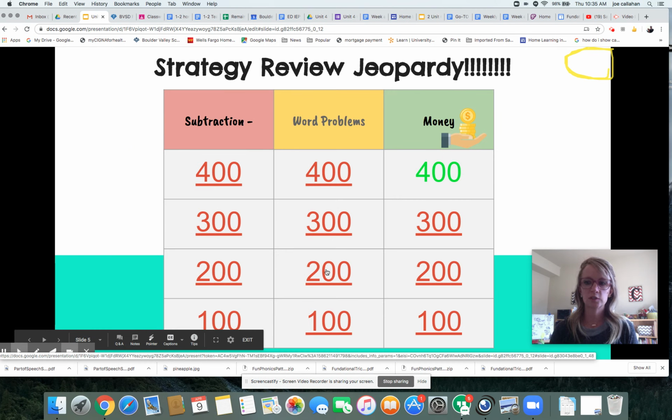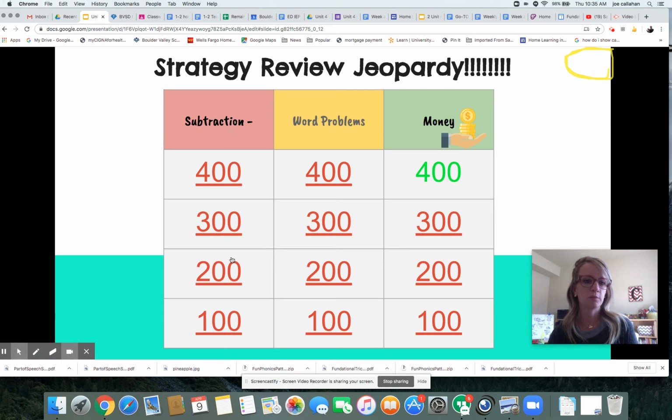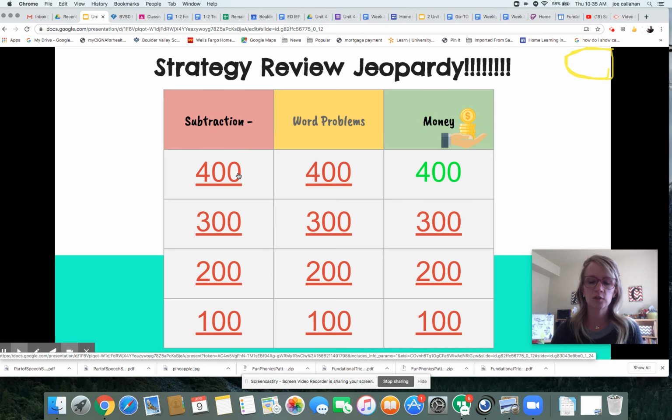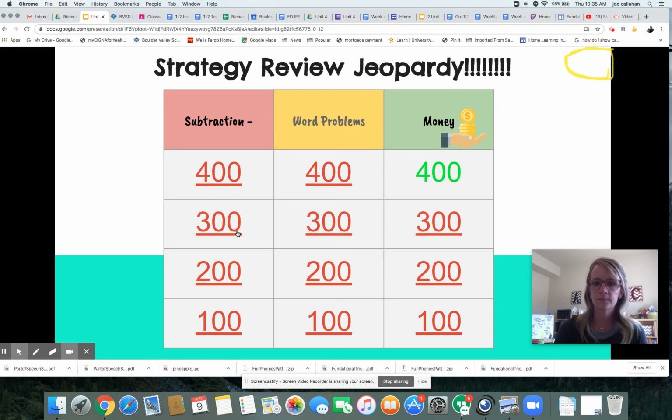So here's what you're going to do. You get to pick, do you want a subtraction problem for 100 points? Do you want a subtraction problem for 200 points? Subtraction for 300 points? Subtraction for 400? Now you can pick anything on the board to start with. You could pick subtraction problems, you could pick word problems, or you could pick money problems. The 100-point problems are easier. The 200-point problems are a little trickier. The 300-point problems are even trickier. And those 400-point problems are the trickiest. So you start wherever you need to.